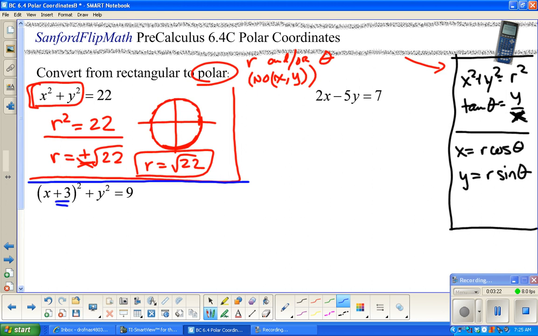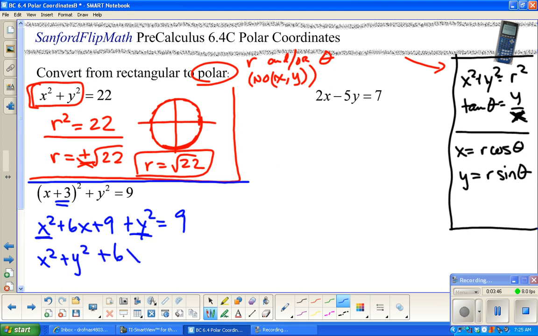So what I'm going to do is some multiplying. I'm going to FOIL this out: x squared plus 6x plus 9. Remember, x plus 3 squared means x plus 3 times x plus 3. I'm going to rearrange this, and I know this feels weird going this way, but remember, x squared plus y squared, I know what that is in polar. So I'm going to write x squared plus y squared plus 6x, and I'm going to subtract 9 from both sides just because it doesn't need to be here. And so this is where I'm at right now.